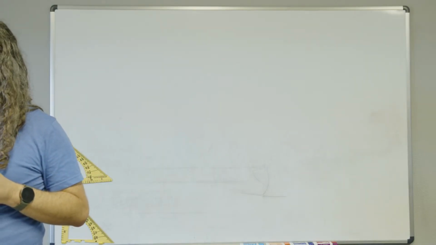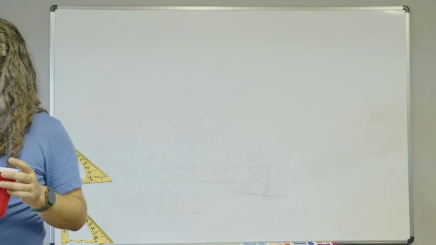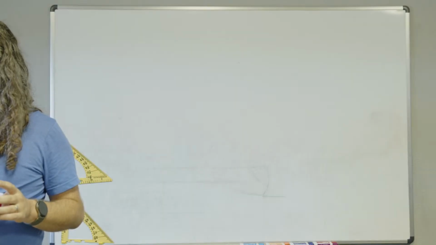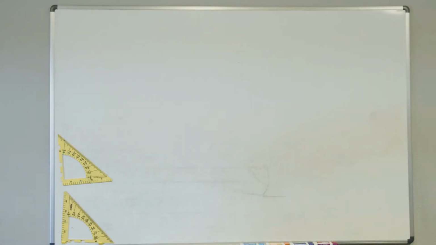Number 16 is not a function. Number 18 is not a function. Number 20 is a function. 22 is not a function. 24 is not a function. 26 is not a function, and 28 is, in fact, a function.